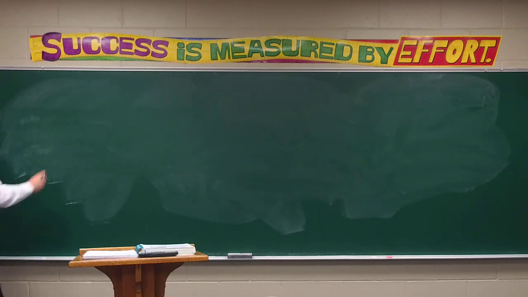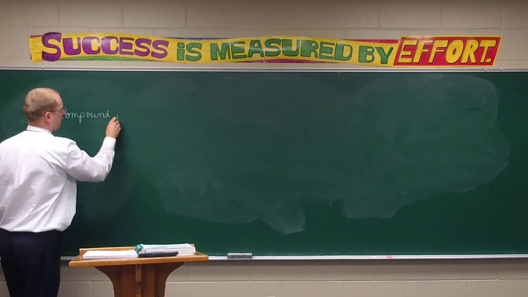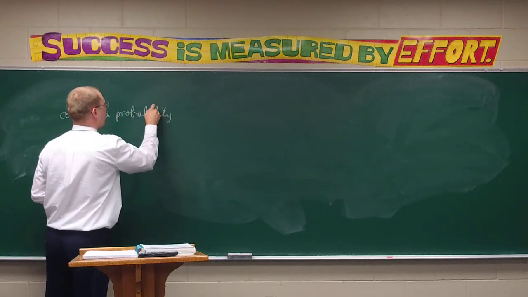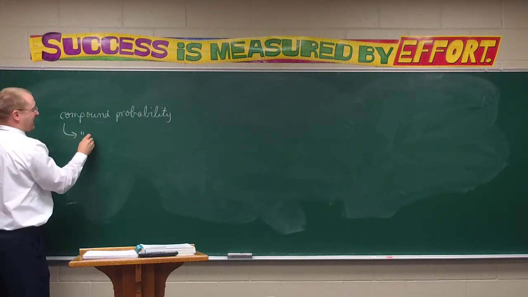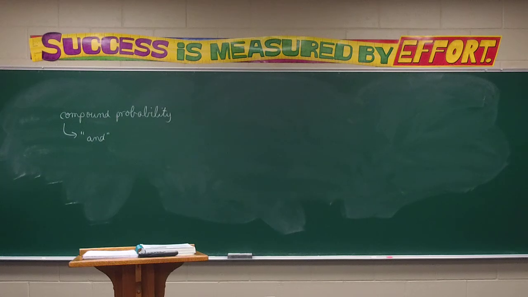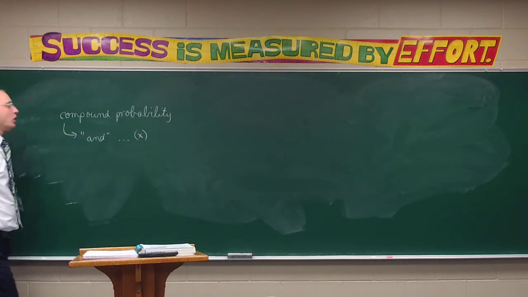That's going to make the likelihood go down. So, compound probability involving the word and. And you need to note this: with or you add, with and you multiply. When you see the word and, you're going to multiply probabilities. What this does is it decreases the chances of something taking place.